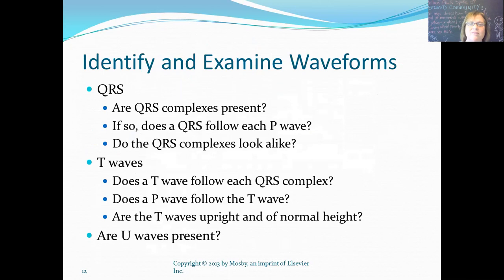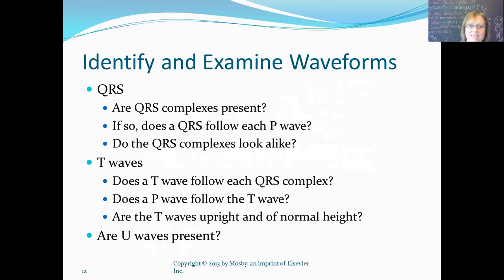Now we look at our T waves. And if you remember, P is the depolarization of the atria. QRS, depolarization of the ventricles. And then the T wave is the repolarization of the ventricles. And the repolarization of the atria is buried. So much is happening with that QRS, with all of that interesting rhythm strip, that we don't see the repolarization of the atria.